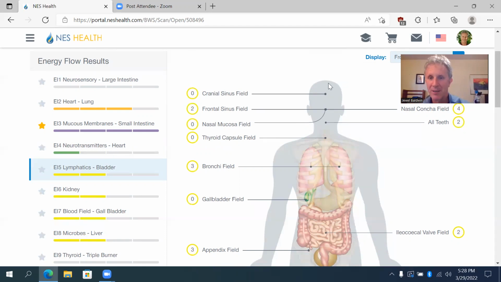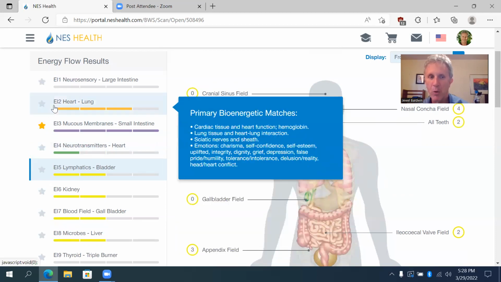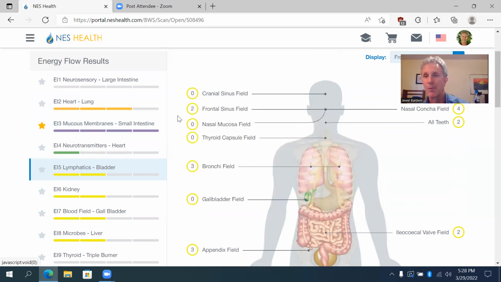And each of these little places here, the cranial sinus field or the nasal field, is a train stop, essentially, on the way, delivering information for these systems to work better. So when the NES system sees a purple or orange, then that means there's work to be done in that area. There's improvements to be made.